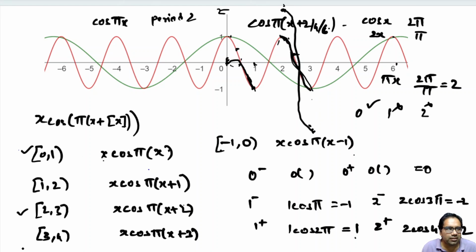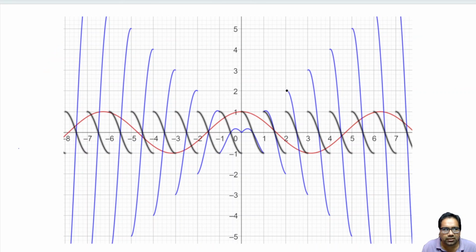Similarly, between 4 and 5, again this part will be multiplied with 4 here and 5 here. So the highest will be 4 and the lowest will be minus 5. For example, I will show you the graph also. Between 2 and 3, the highest point is 2, lowest point is minus 3. Between 4 and 5, highest point is 4, the lowest point is minus 5. That is this part between 4 and 5 we have figured out, right? Between 4 and 5, between 2 and 3, between 0 and 1, this is all the same graph.